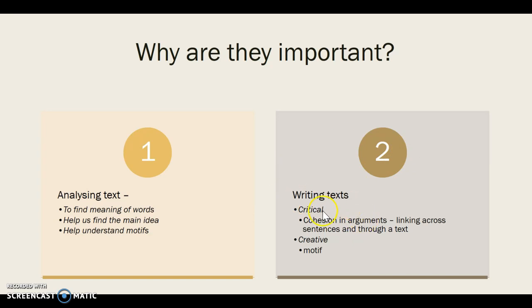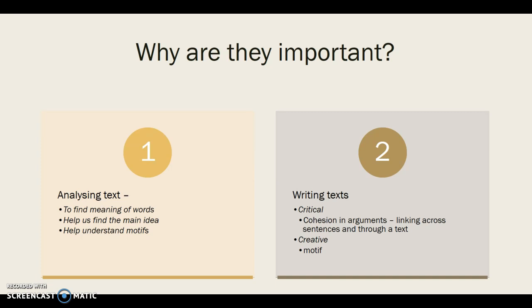That then brings us to your own writing. How do you then go about it? As you know, part of the marking criteria is writing a cohesive piece. So that means you need to get lexical chains into your writing. So firstly, you need to get it into your critical responses. When you get it into your critical responses, you're going to have cohesion in your arguments. You're going to have a linking across sentences and through the text itself. It's going to keep you on track with the question.